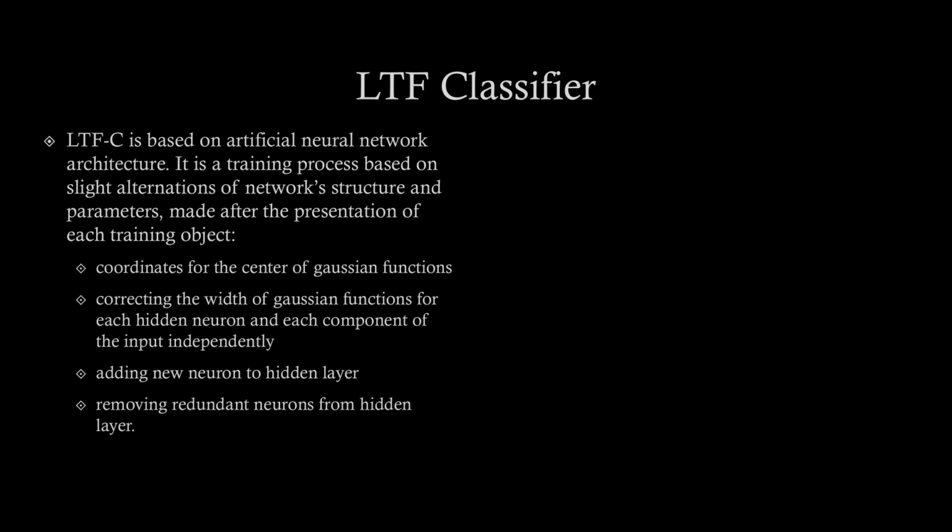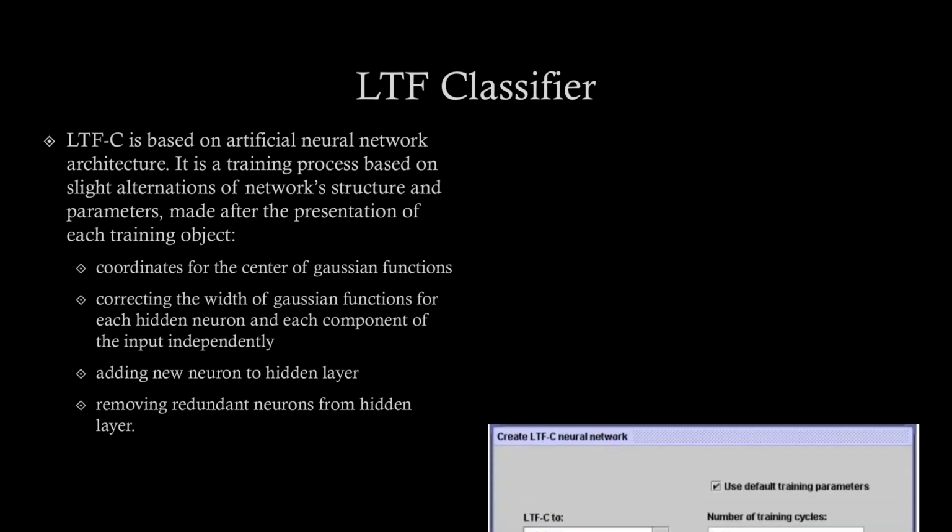Next, we will be discussing the LTF classifier. LTFC is based on artificial neural network architecture. It is a training process based on slight alterations of network structure and parameters made after the presentation of each training object. So the four alterations include coordinates for the center of Gaussian functions, correcting the width of Gaussian function for each hidden neuron and each component of the input independently, adding a new neuron to the hidden layer, and removing redundant neurons from the hidden layer.